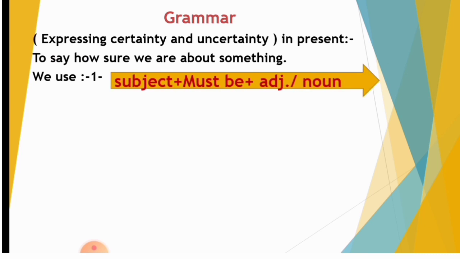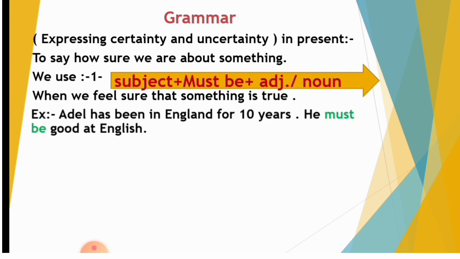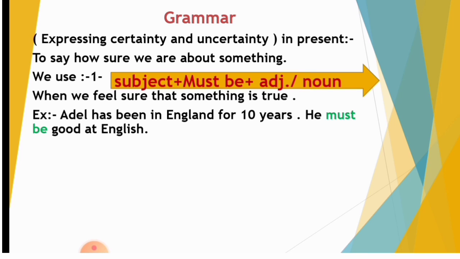First of all, we use subject plus must be, then an adjective or noun. We use this structure when we feel sure that something is true. For example, Adil has been in England for 10 years. He must be good at English. So the second part of the sentence is the deduction, to say how sure I am about the matter.